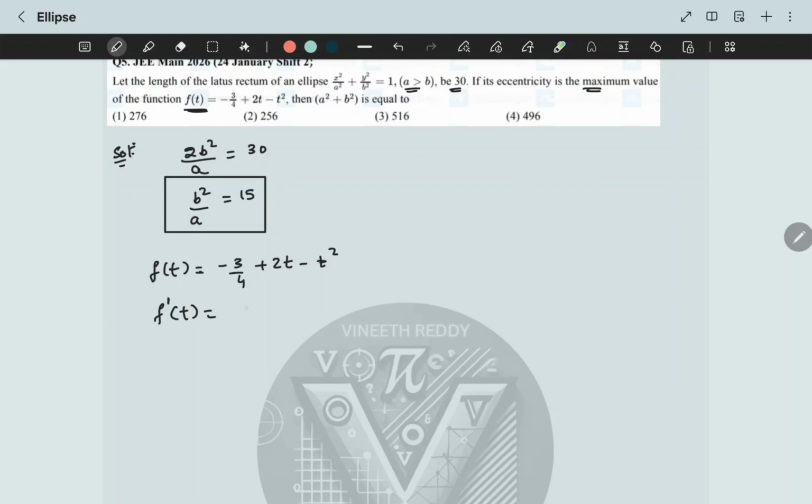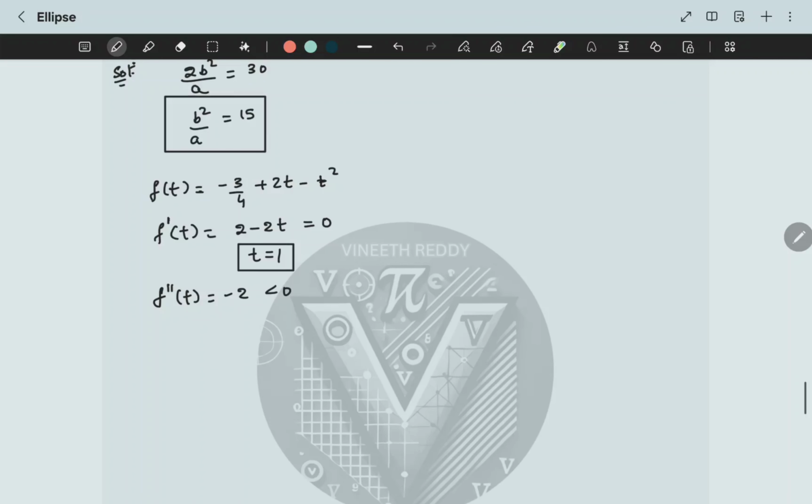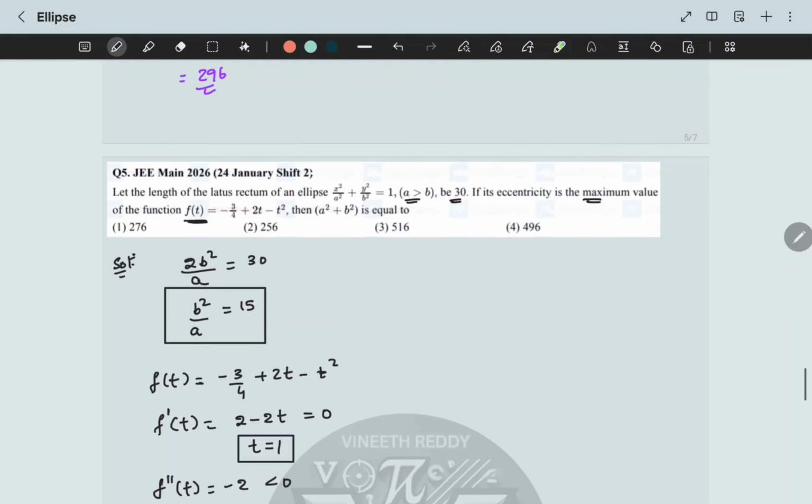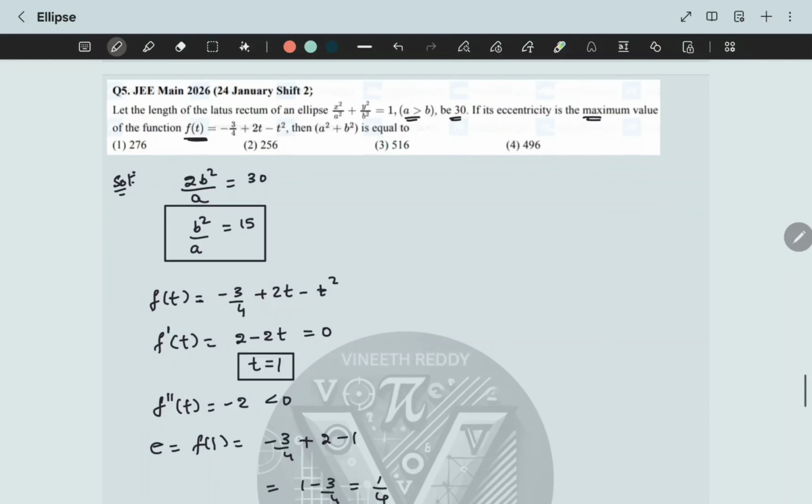So for maximum and minima, we'll first find the first derivative, that should be 2 minus 2t, and for maximum and minima this should be equal to 0, that means t equals 1. And let us find the second derivative, f double dash of t is minus 2, which is less than 0, that means at t equals 1 we get a maxima. So e is nothing but f of 1, which is minus 3 by 4 plus 2 minus 1, which is 1 minus 3 by 4, which is 1 divided by 4. So the eccentricity is 1 divided by 4.